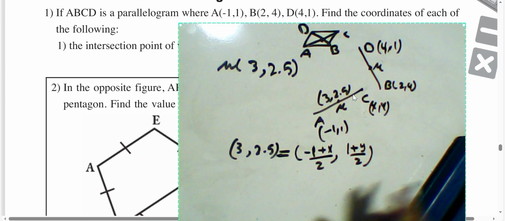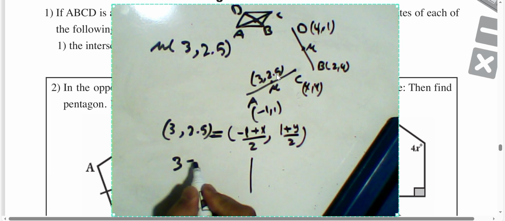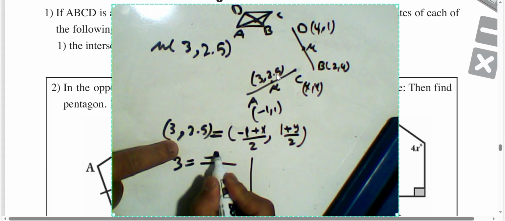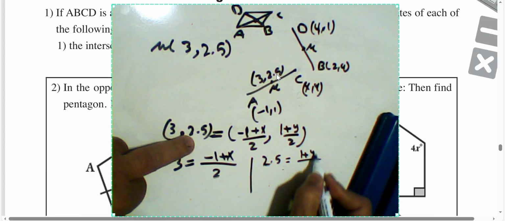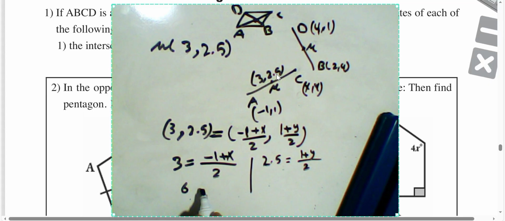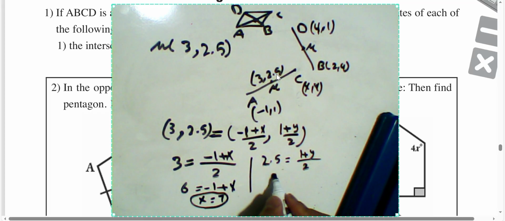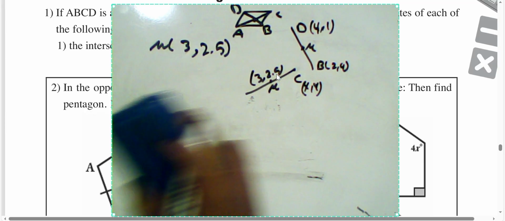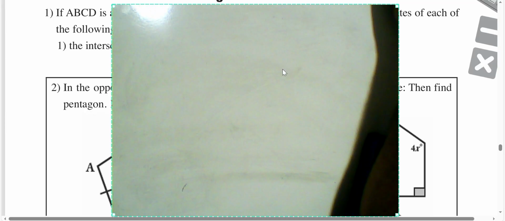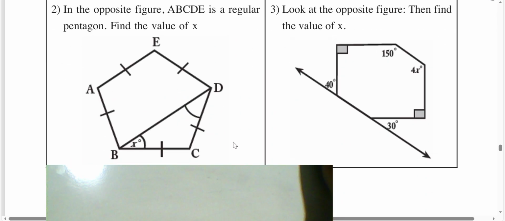To find the unknowns X and Y, the first coordinate 3 equals (-1 plus X) over 2, and the second coordinate 2.5 equals (1 plus Y) over 2. 2 times 3 is 6, so 6 equals -1 plus X, then the value of X is 7. And 2 times 2.5 is 5, so 5 equals 1 plus Y, then the value of Y equals 4. You can write the coordinates of C as (7, 4).